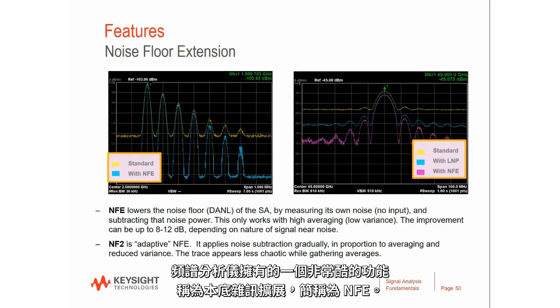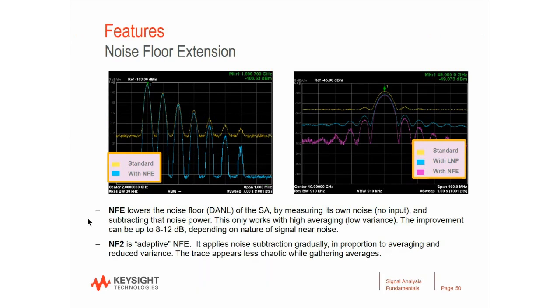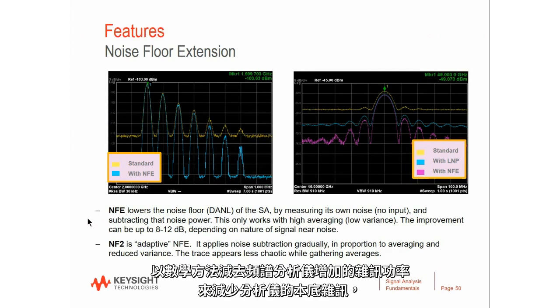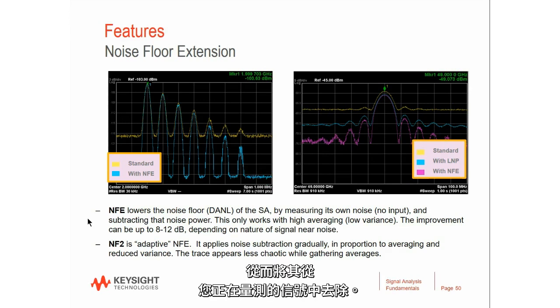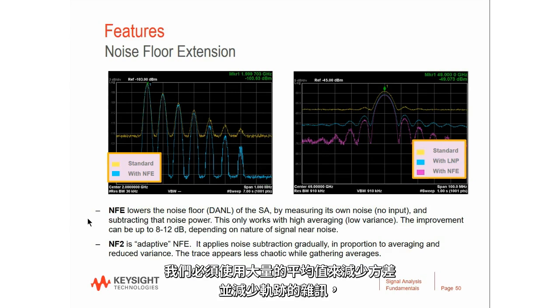A very cool feature of our spectrum analyzers is called noise floor extension, which we've abbreviated as NFE. NFE is the idea of reducing the noise floor of the analyzer by mathematically subtracting the noise power that is added by the spectrum analyzer, so it's removed from the signal that you're trying to measure. This works if you can apply enough averaging.